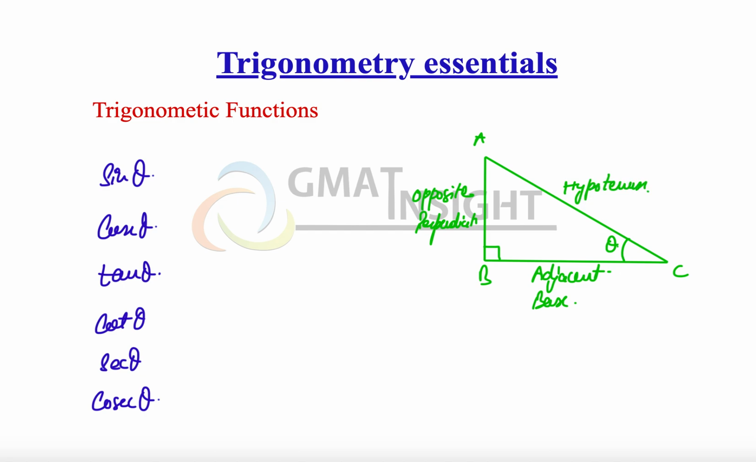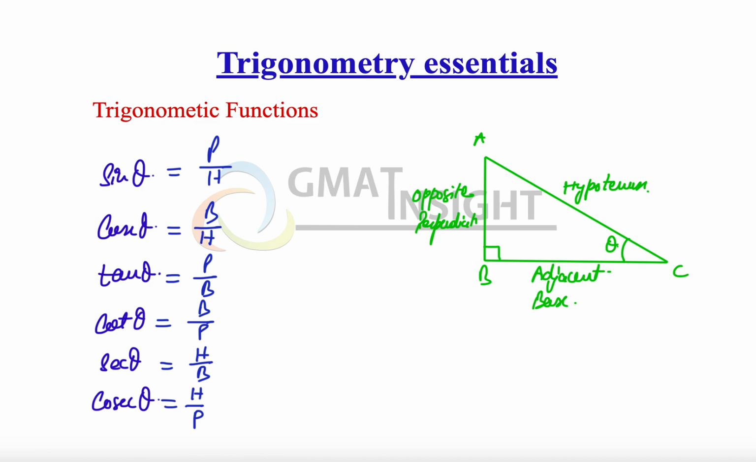So when it comes to the calculation of sine theta, the sine theta is a trigonometrical function that is calculated by the perpendicular upon hypotenuse. Similarly, cos theta is calculated by the base over hypotenuse. The tan theta is calculated by the perpendicular over base. Cot theta is actually the reciprocal of tan theta, so this is calculated by base over perpendicular. Sec theta is the reciprocal of cos theta, so it is hypotenuse over base. And cosec theta is the reciprocal of sine theta, so that is hypotenuse over perpendicular.